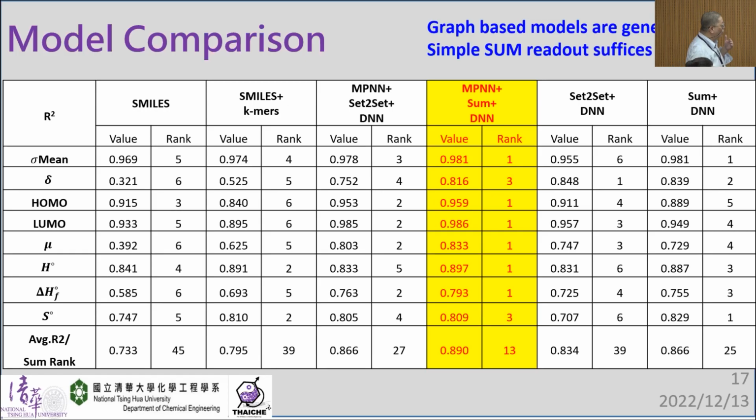If the model is very good, it will be ranked number 1, and if the model is very poor, it will be ranked a very high value. So if we look at all the properties and sum the ranks together, the model with the lowest rank sum will be the best model. If we look at that, MPNN with a simple sum, followed by a DNN, is the best model we can get.